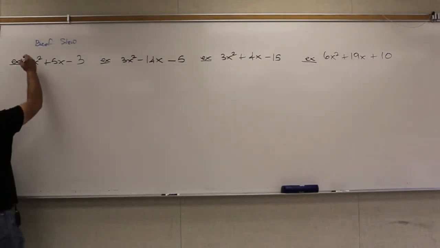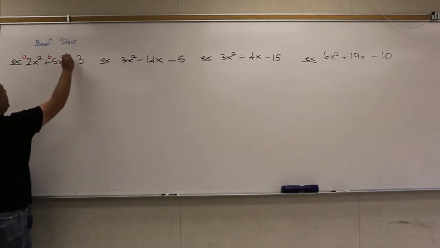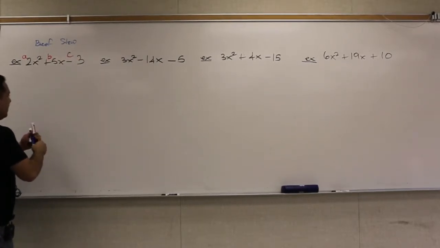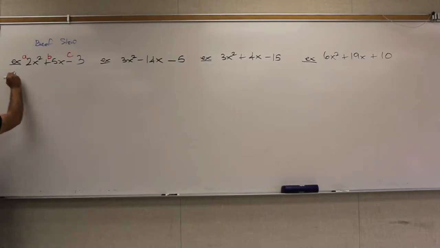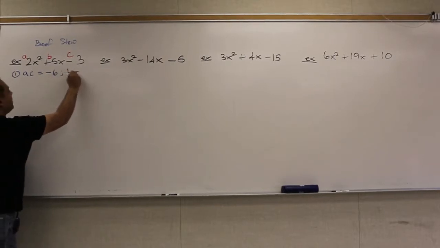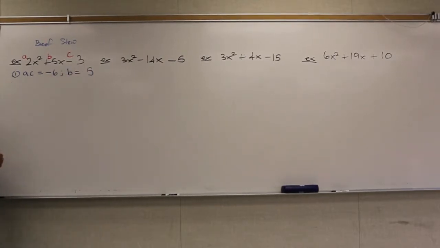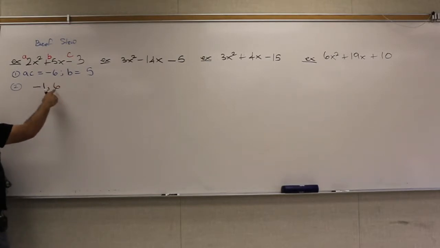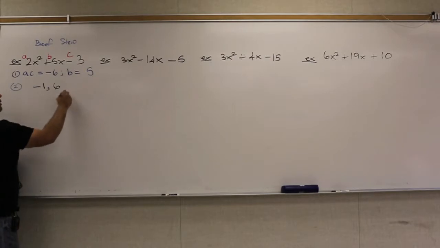Remember, A, B, and C, you got what? Here's A, here's B, here's C. First step, if you guys remember, A times C, right? So AC, 2 times negative 3, that's negative 6. B is what? Positive 5. Let's go through our steps. Give me two numbers that multiply together to negative 6, but when added are positive 5. Negative 1 and positive 6. Is that true? Negative 1 times 6, negative 6. Negative 1 plus 6, positive 5.